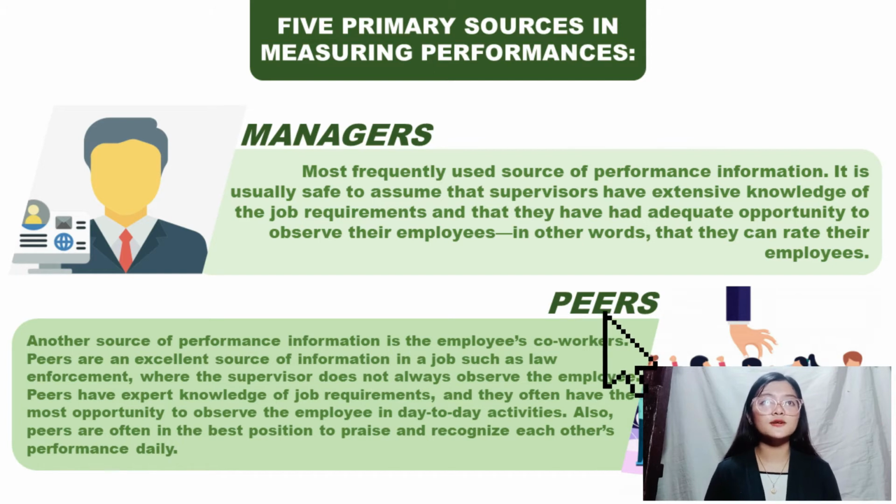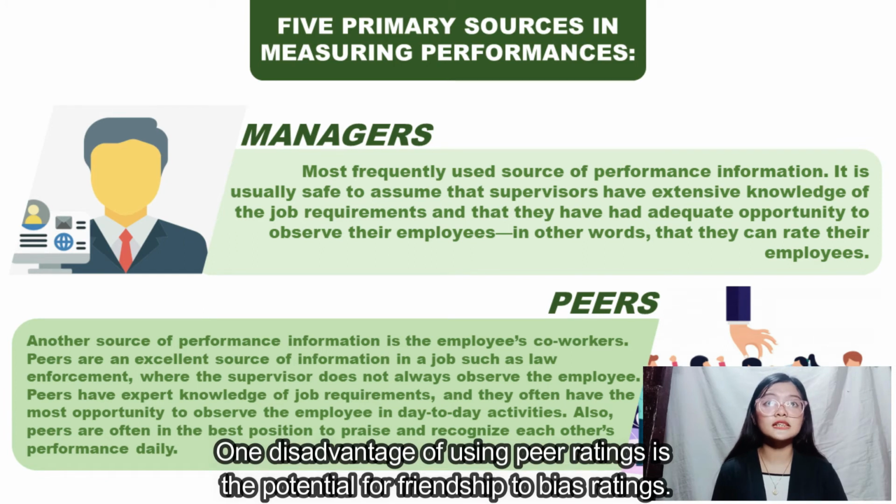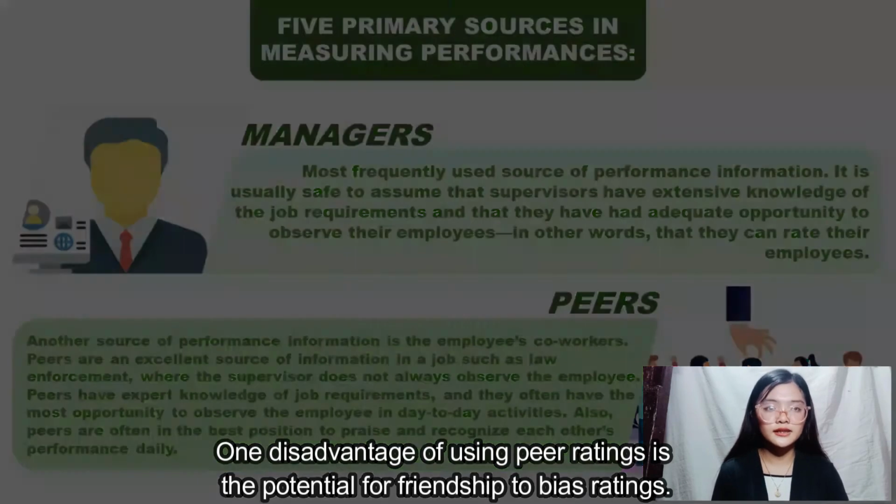Peers are an excellent source of information in a job such as law enforcement, where the supervisor does not always observe the employee. Peers have expert knowledge of job requirements, and they often have the most opportunity to observe the employee in day-to-day activities. Also, peers are often the best positioned to praise and recognize each other's performance on a daily basis. One disadvantage of using peer ratings is the potential for friendship to bias ratings.